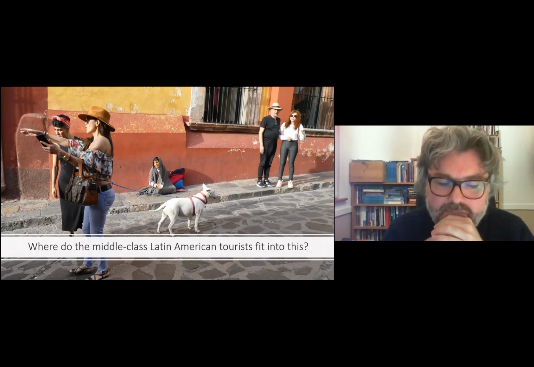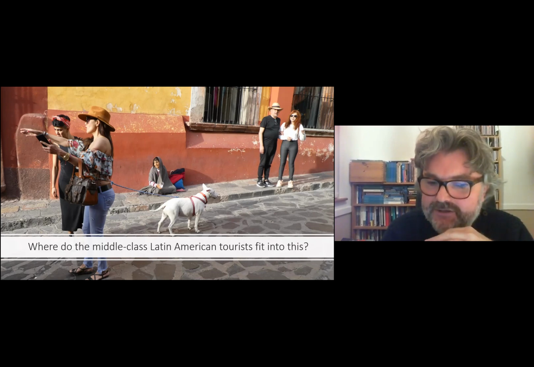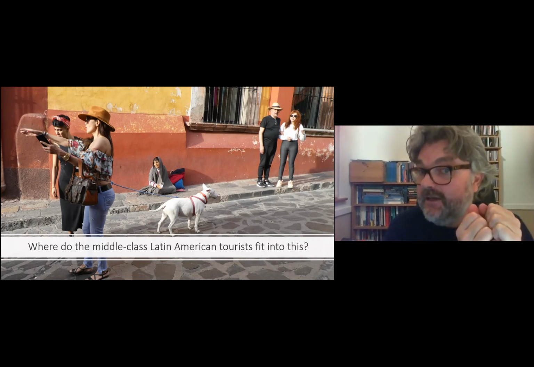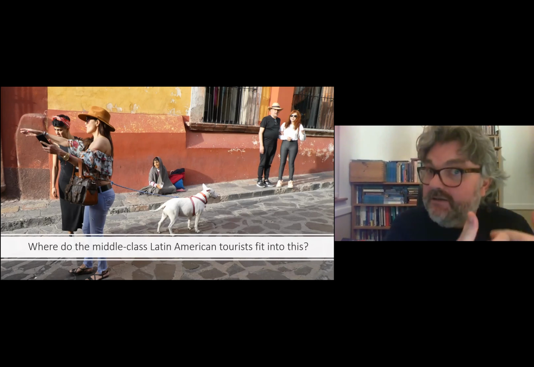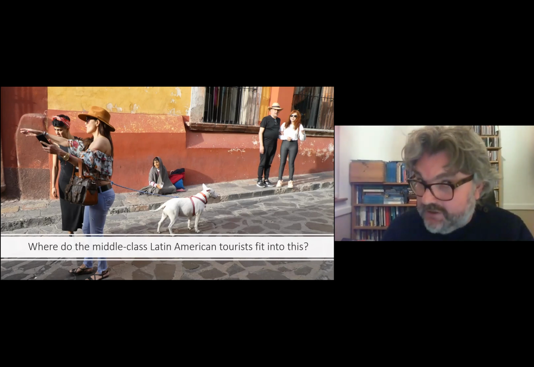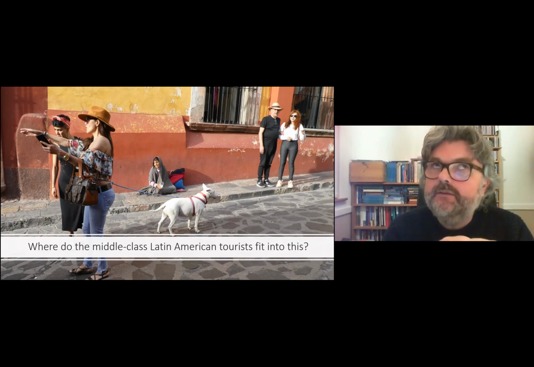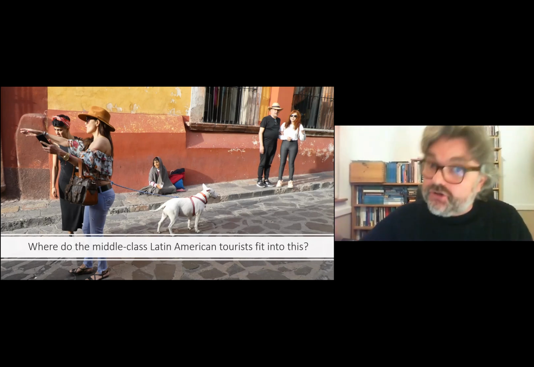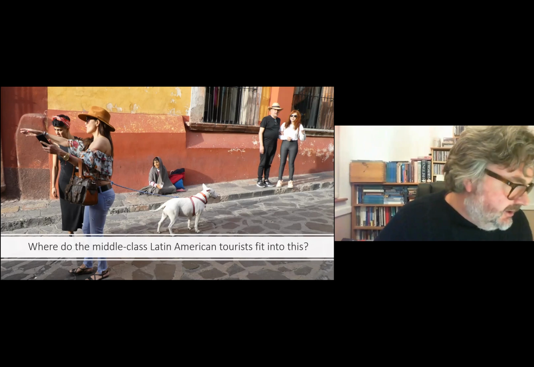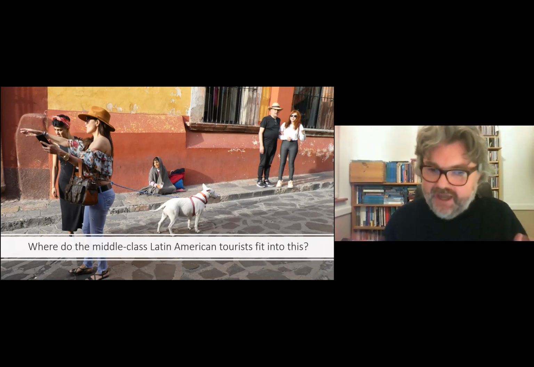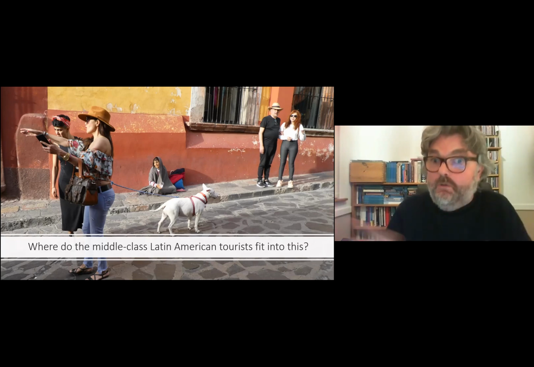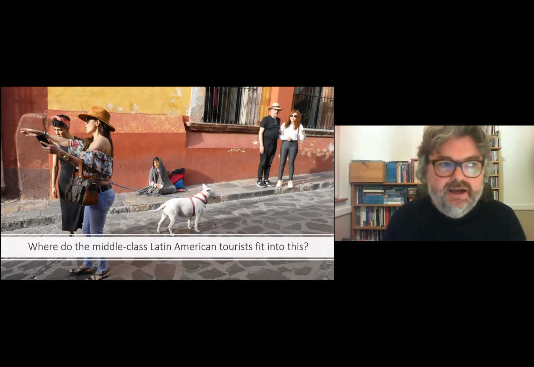And what these middle-class Latin American tourists seem to be doing is taking pleasure in the hybridity of the city. It's as if they're attracted both, and the evidence is in the videos, to the traditional Mexican culture, the history of the city, but also to the expensive clothes shops, the restaurants and so forth. So both elements become important to them, and it's what attracts them to the city, particularly at the weekends, as we discovered.